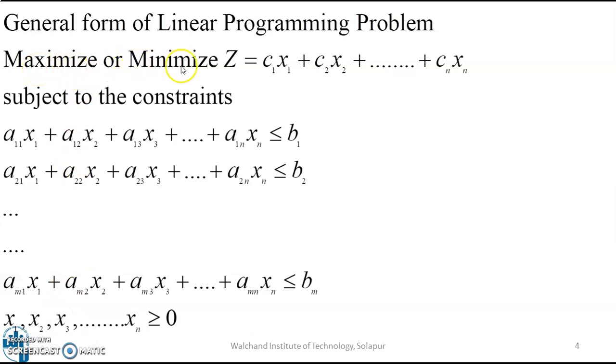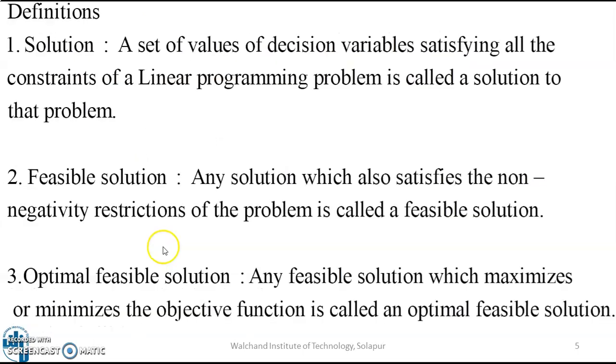A function which is to be maximized or minimized is called the objective function. Here, maximize or minimize z is equal to this function, which is called the objective function. We want to maximize or minimize this function subject to the conditions. These m inequalities are called constraints. And there is one more additional constraint, that all the variables involved, x1, x2, xn, are non-negative. So this is the general form of a linear programming problem.